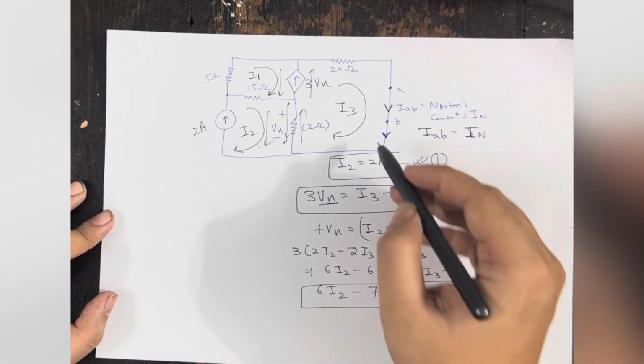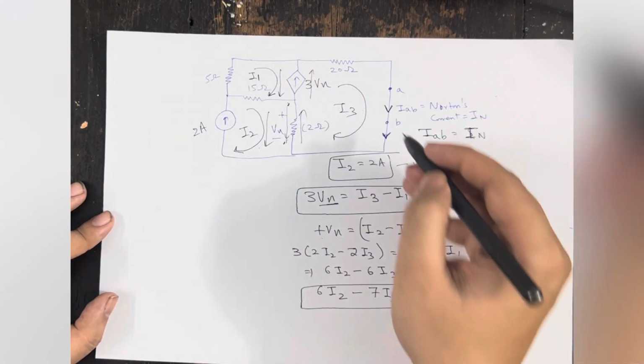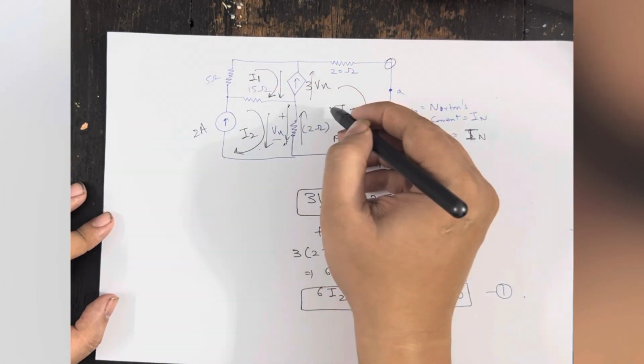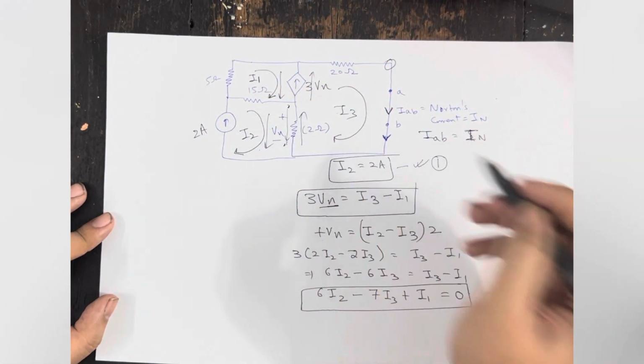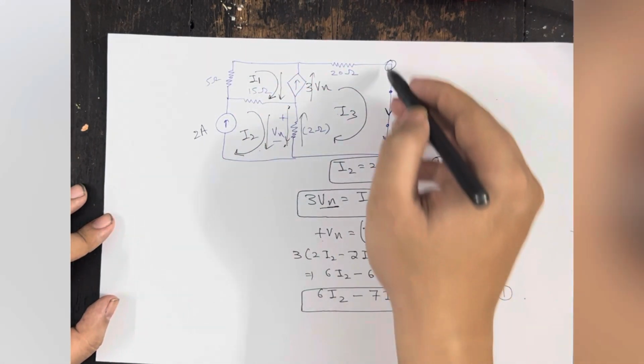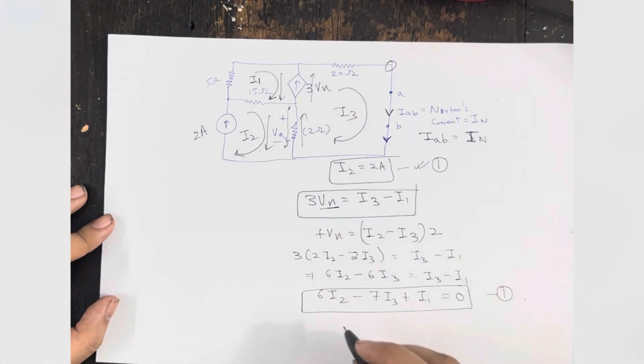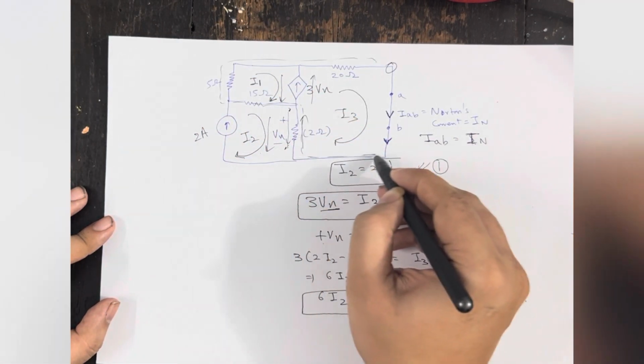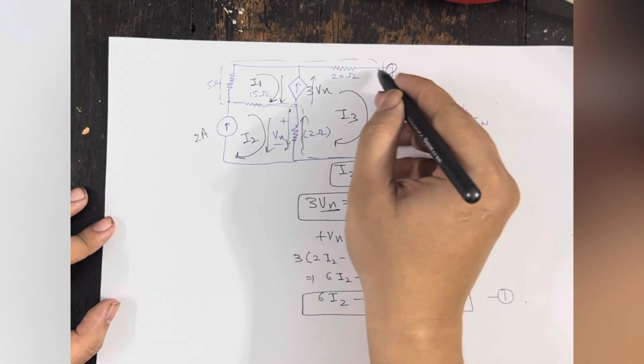And if you write an equation in this super mesh, I am starting from this point, I will go like this, I will come like this. I will get a KVL equation in this loop, with this super mesh. So this is the super mesh, if you can see. If you write the equation, start from here.